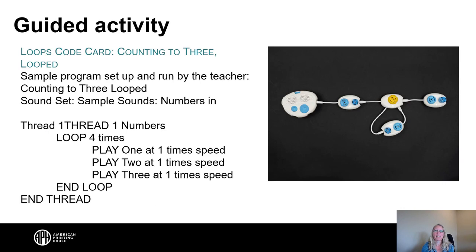In the first part of this guided activity, it's fun to ask students to think about and predict, or give it a try in their computer science journal, how they might get Code Jumper to play the numbers 1, 2, 3 a few times, 4 times in a row. We're going to ask students to write down and record in their computer science journals how they would solve this problem. How would they get Code Jumper to say the numbers 1, 2, 3, 4 times in a row?